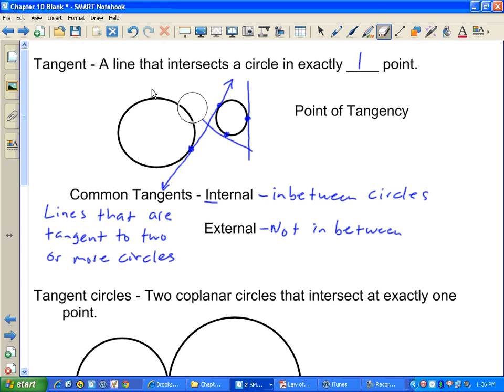The external, let's get these out of the way. The external don't go in between, so they would just sit either on the top or bottom of both circles. So there's an external tangent, and there'd be two of these. Those would be your two common external tangents.